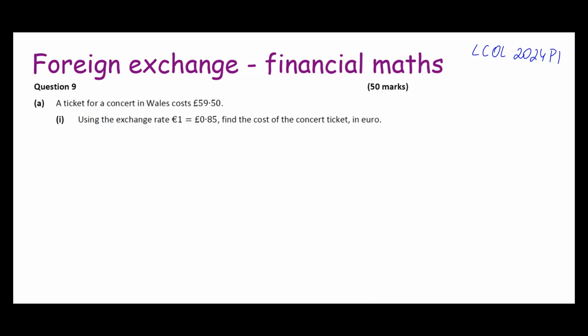Okay, foreign exchange, money exchange, something that comes up pretty often on your Leaving Cert. Let's see. A ticket for a concert in Wales cost £59.50. Using the exchange rate of €1 is equal to 0.85 of a pound, find the cost of the concert ticket in euro. And yes, there is loads of different ways that you can solve that.